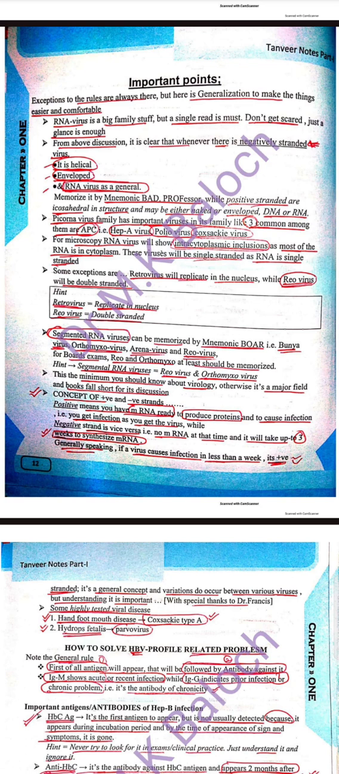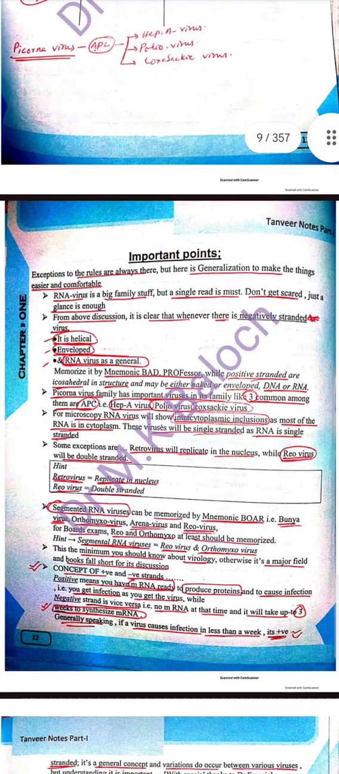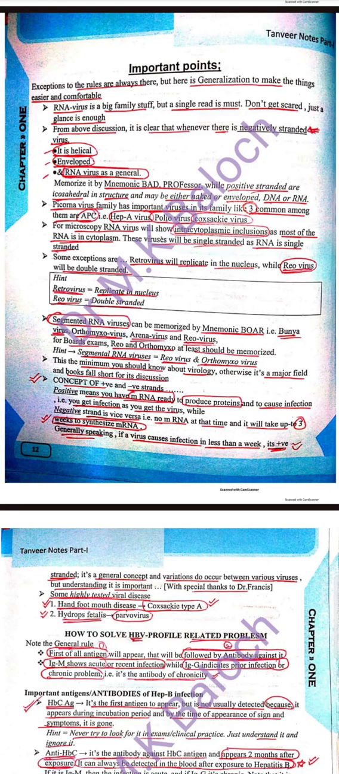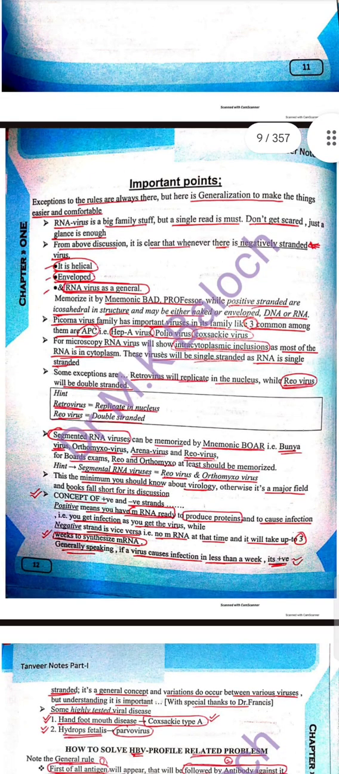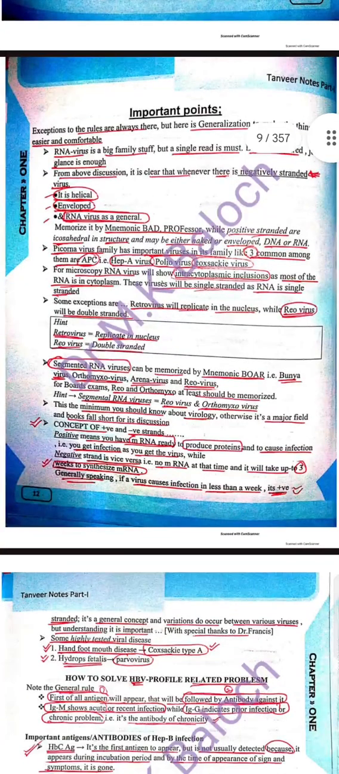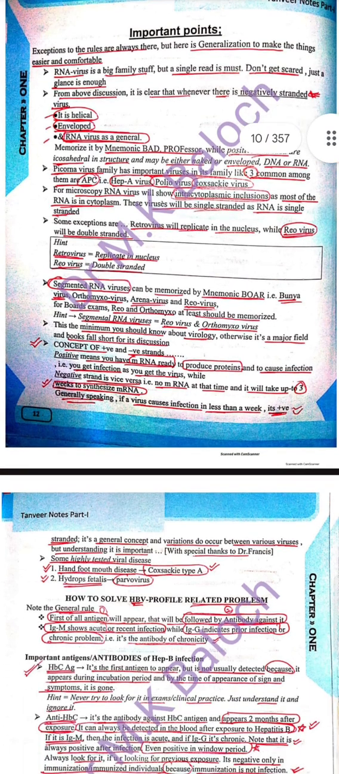So just mug it up. Hand, foot, mouth disease is caused by Coxsackie virus, which is a picornavirus, right? Hand, foot, mouth disease is caused by Coxsackie virus type A. And hydrops fetalis is caused by parvovirus. Okay, so hand, foot, mouth disease is caused by Coxsackie type A, and hydrops fetalis is caused by parvovirus.